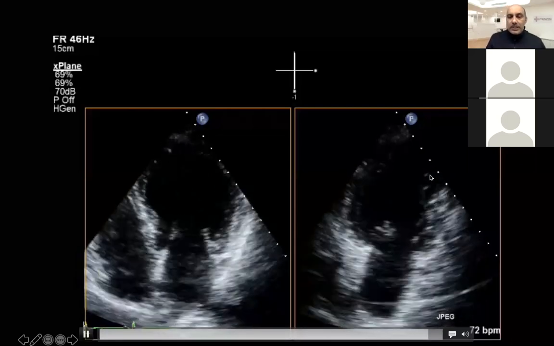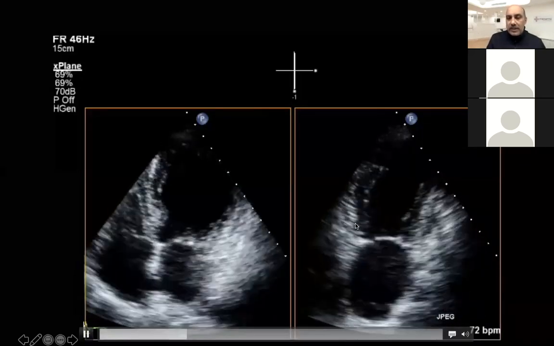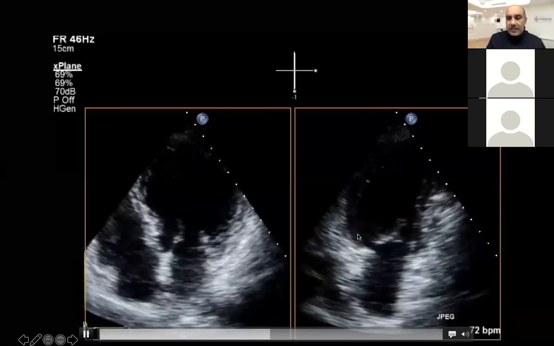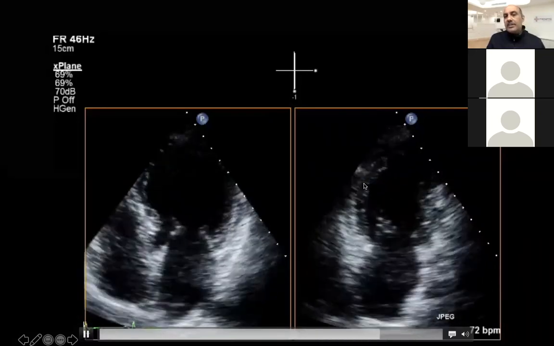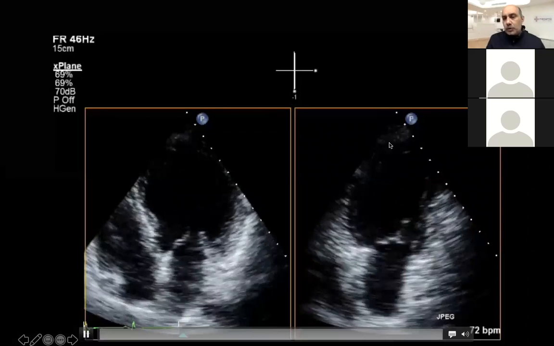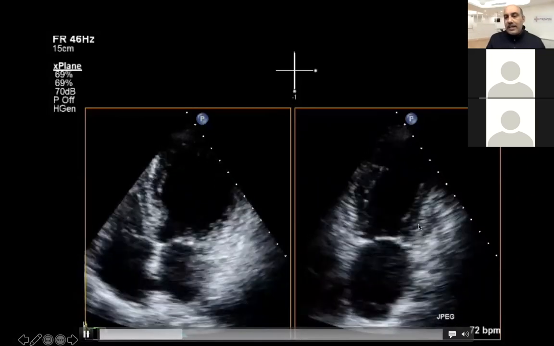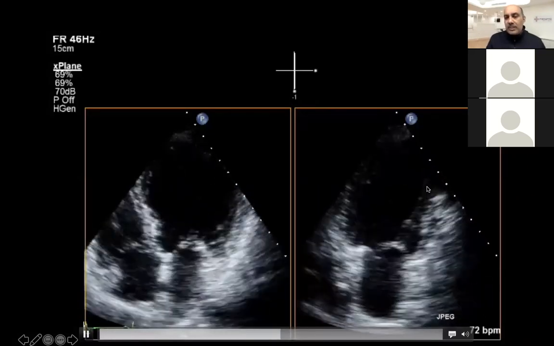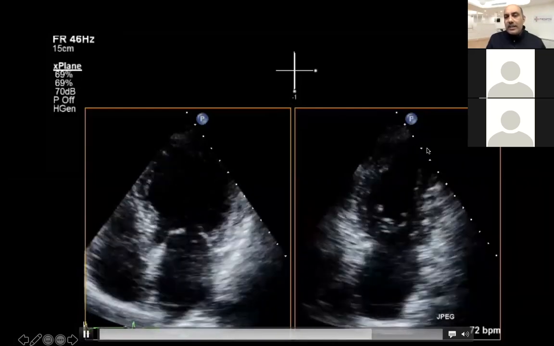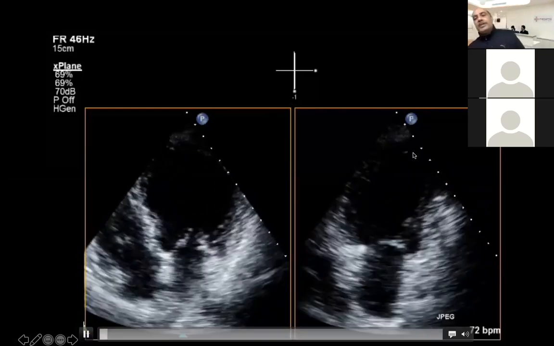Here also, this is a two-chamber view. The right coronary artery territory, basal inferior, mid inferior is contracting well. Apical inferior is also contracting well. The LAD territory, the mid and basal anterior is hypokinetic, and apex also seems to be hypokinetic.